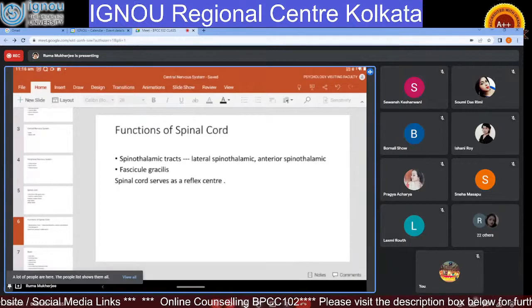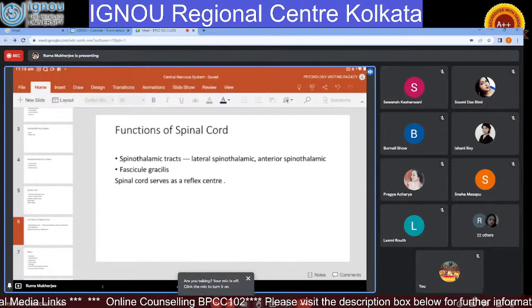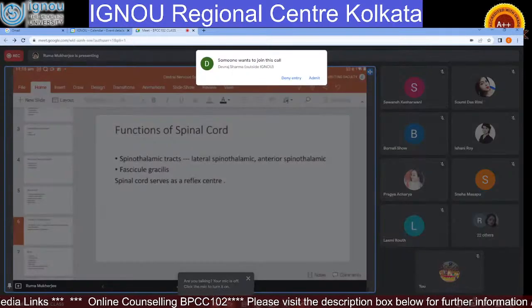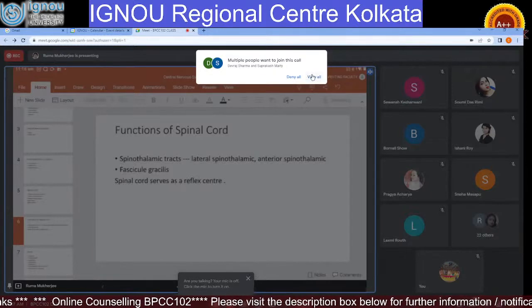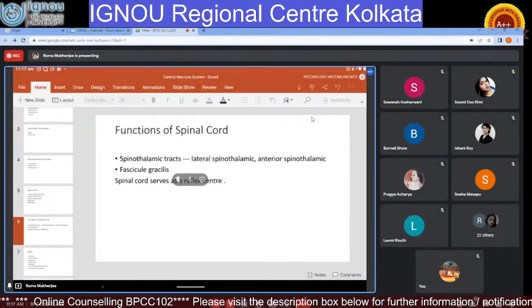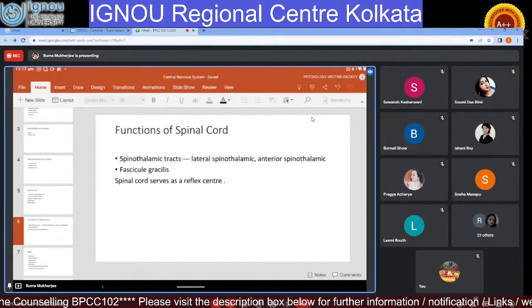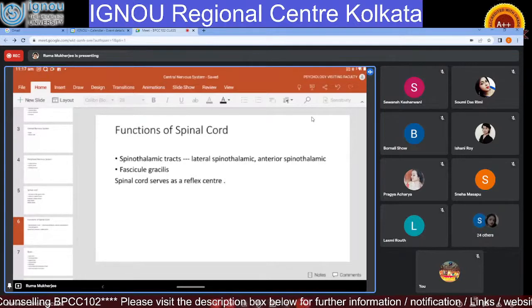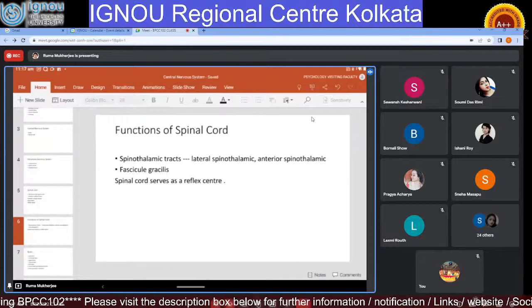Now, while we study the spinal cord, we will go through the names of some important tracts. A bundle of nerves together is known as a tract, T-R-A-C-T. Now, each tract serves one major function. That means there are various tracts, and each tract has individual functions.